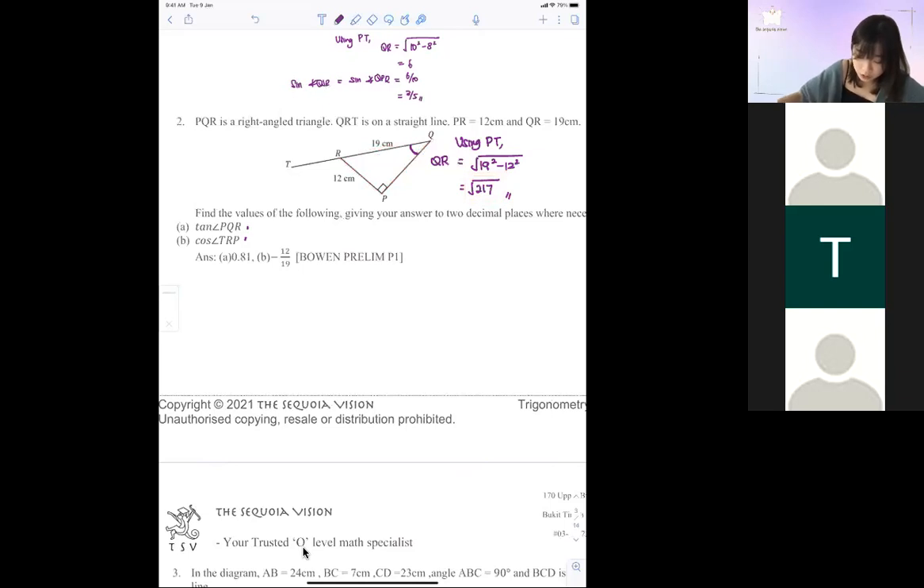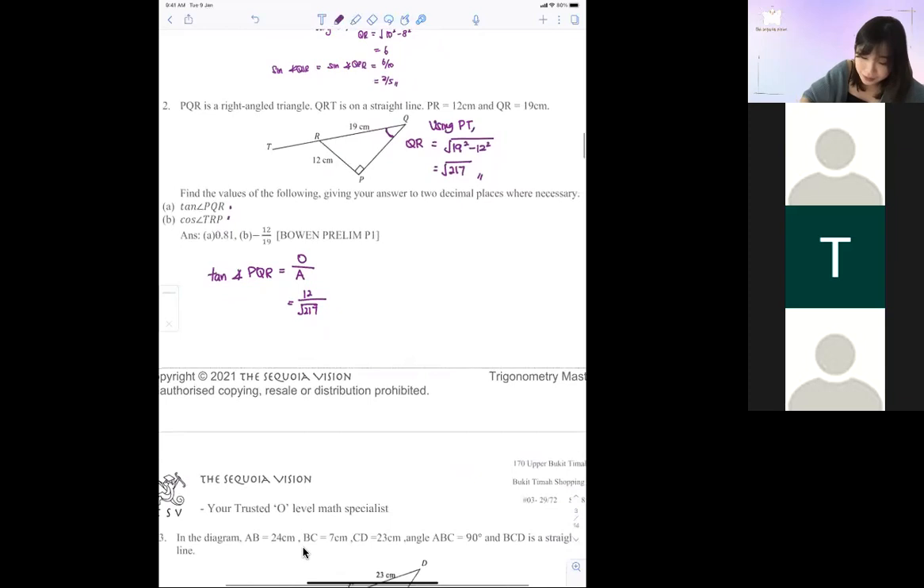So now we can continue. You want tangent angle PQR. Tangent is opposite over adjacent. So opposite over adjacent is 12 over square root 217. If they say that they want the answer in exact form, you must leave it like that. Since now they say to 2 decimal places, then you can put it in the calculator and give it 2 decimal places, so 0.81.